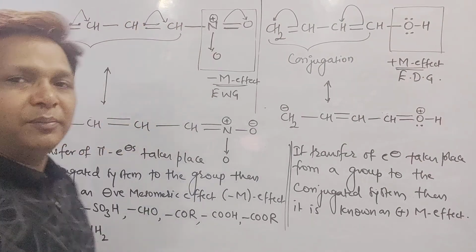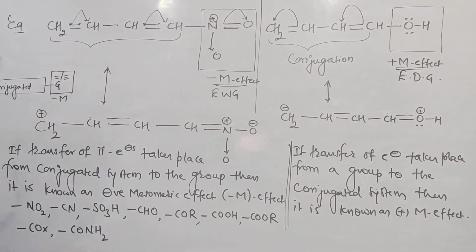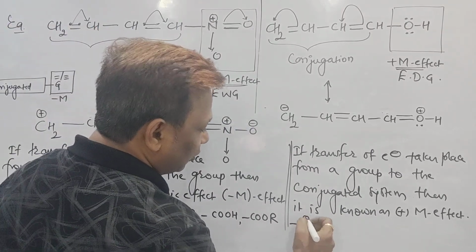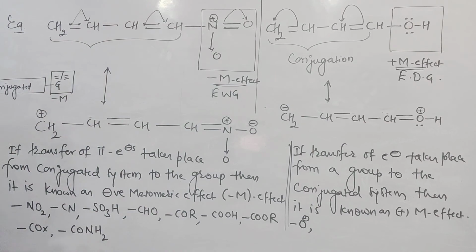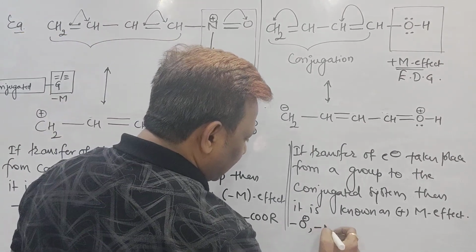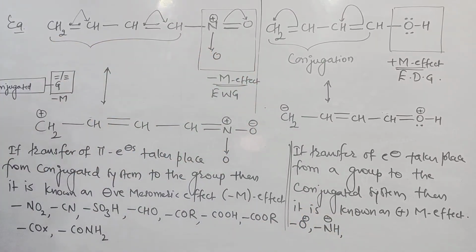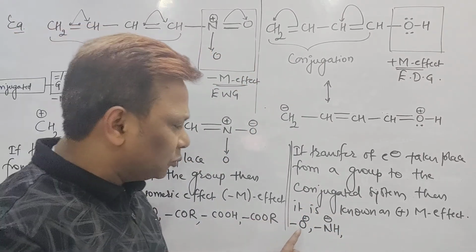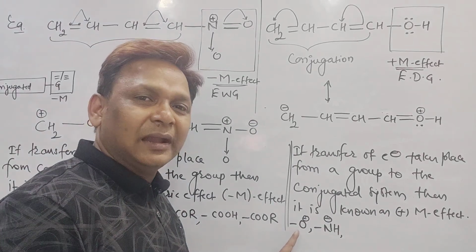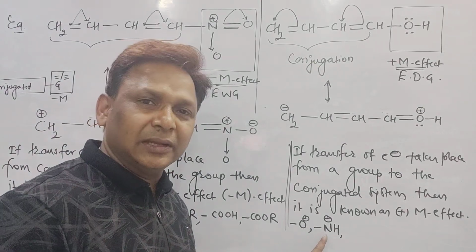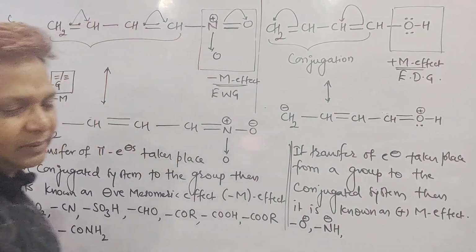But I will show you what is a positive mesomeric effect. Positive mesomeric effect means we can say O negative will have a positive plus M effect. NH negative, nitrogen having negative charge, also has plus M. Because see, O negative means the atom is having a lone pair, and an atom which is having a lone pair can donate its lone pair. Nitrogen having a negative charge can donate its lone pair.